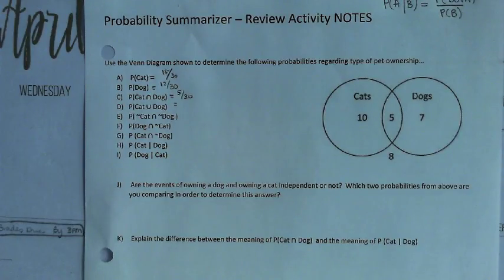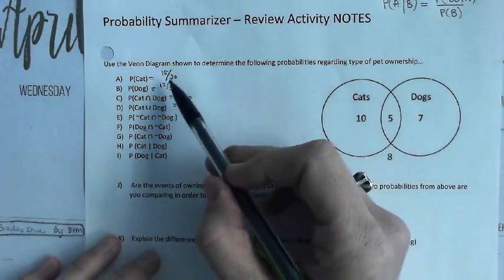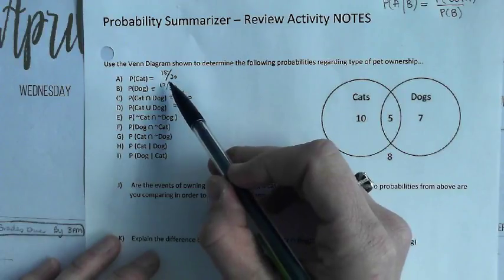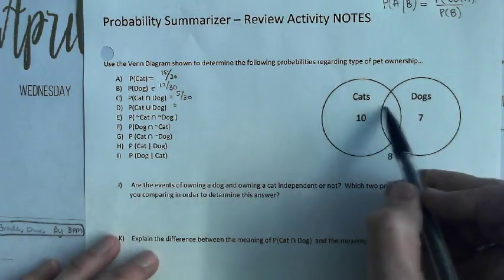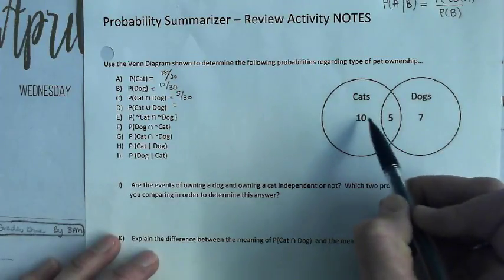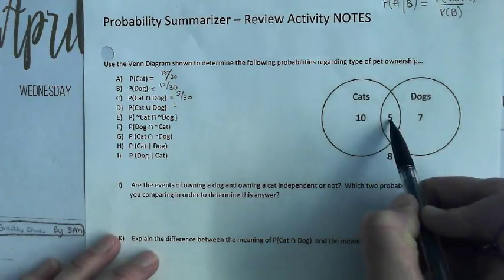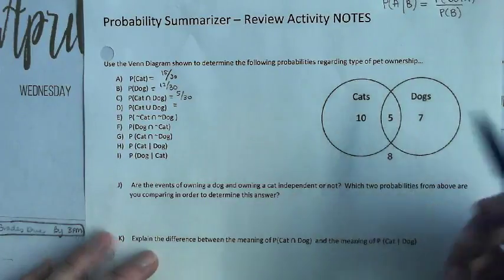Where's 27 coming from? These two? But you have to subtract the probability of both. 22. Or you could just look at your Venn diagram and just add up. Do these people own a cat or a dog? Yes, yes, and yes. So that would be 22 over 30.